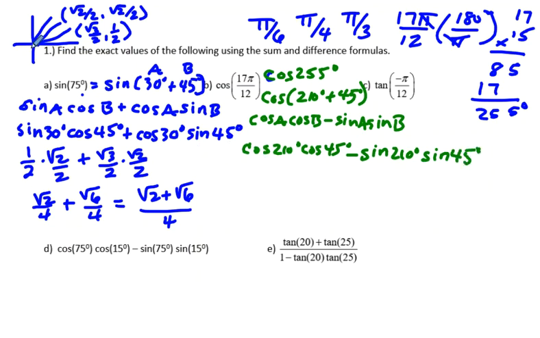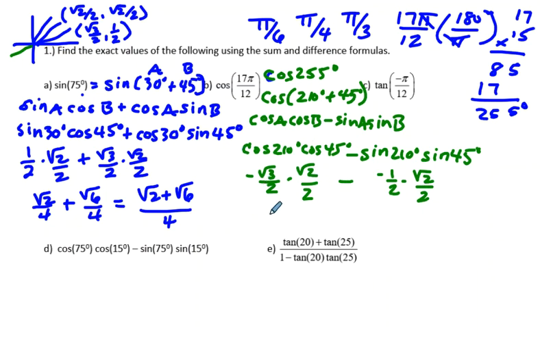Okay, so 210 degrees is over here. Your coordinates are negative root 3 over 2, negative 1/2. So cosine is going to be negative root 3 over 2. And sine is negative 1/2. Cosine 45 is root 2 over 2. And sine 45 is also root 2 over 2. And then I have a minus right here. Okay.